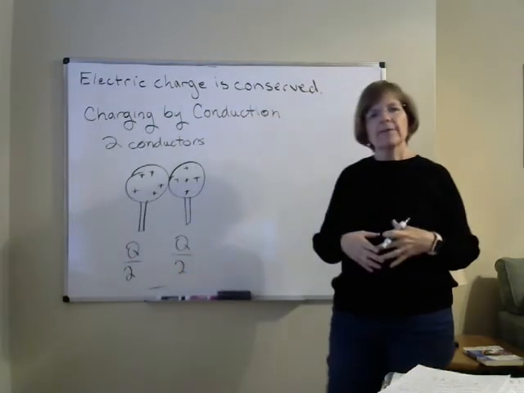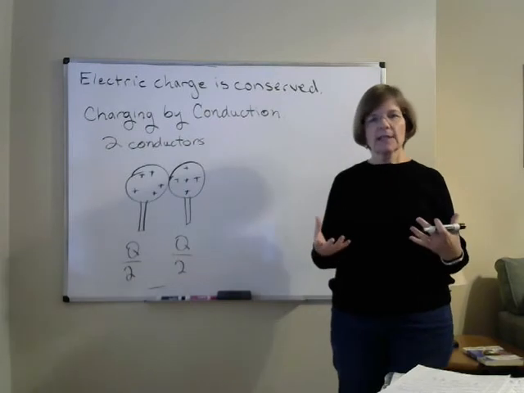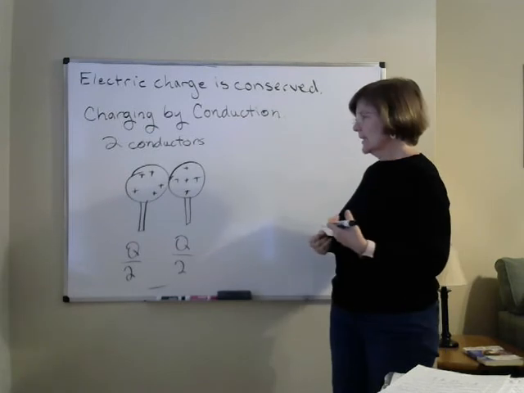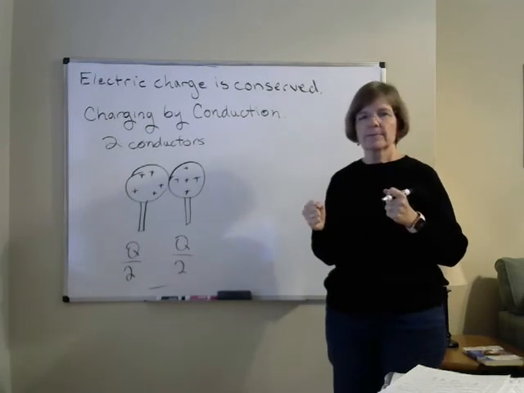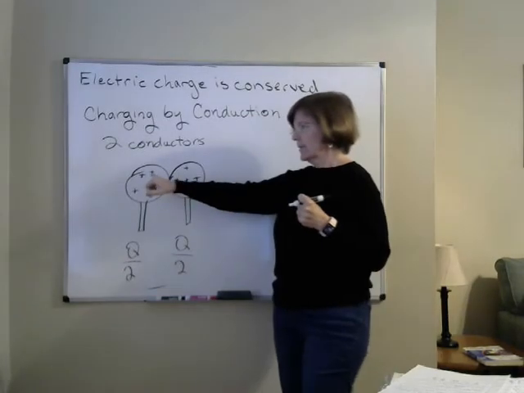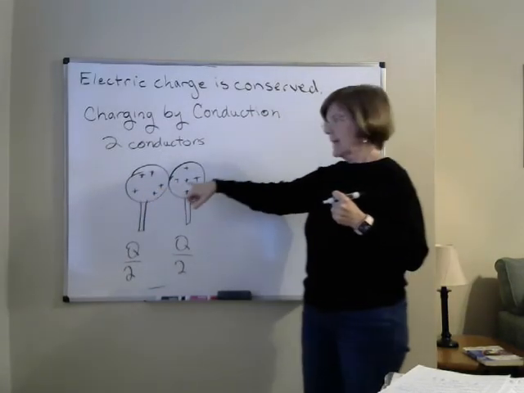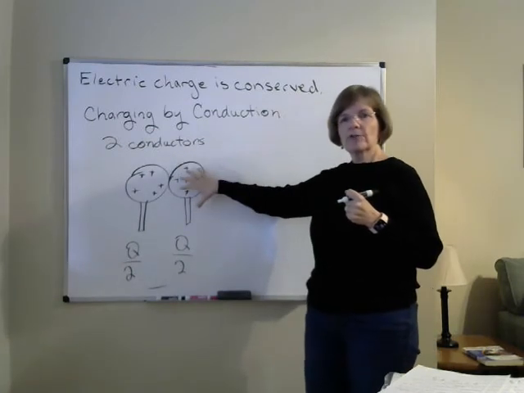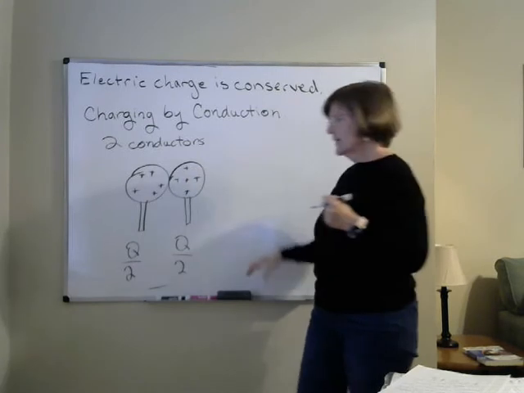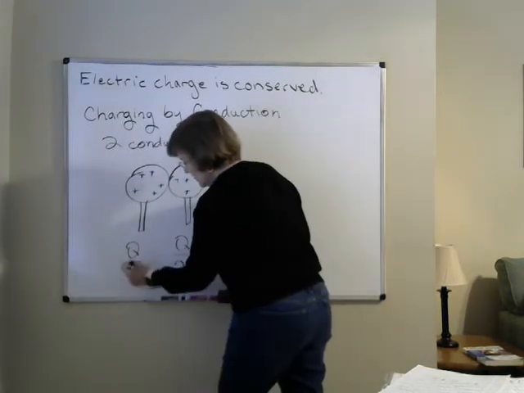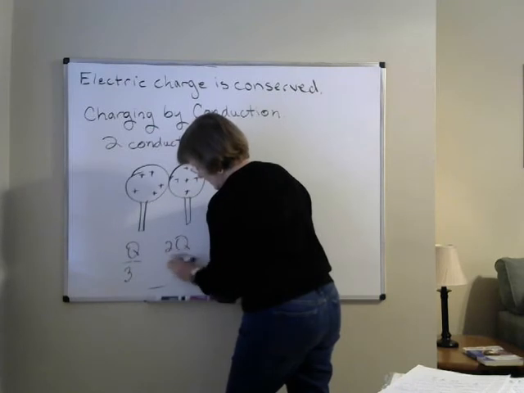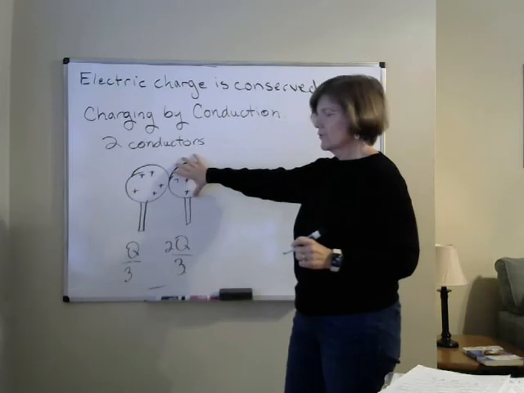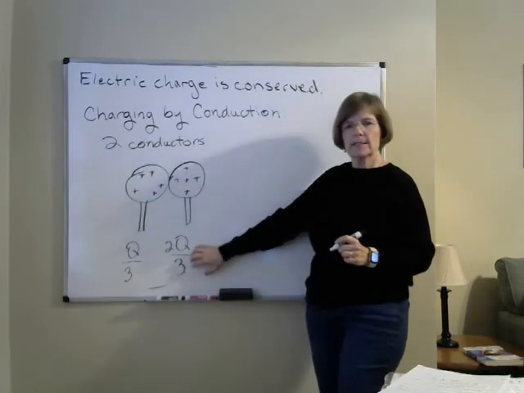Now, if they're not the exact same surface area, it may not be exactly half. That's why I made them identical. Generally speaking, it's going to be proportional. If this had a surface area of 1 square meter, and this had a surface area of 2 square meters, this one could hold twice as much charge. If that was the case, then the split might look more like this. If this one had twice as much surface area, it would hold twice as much charge.